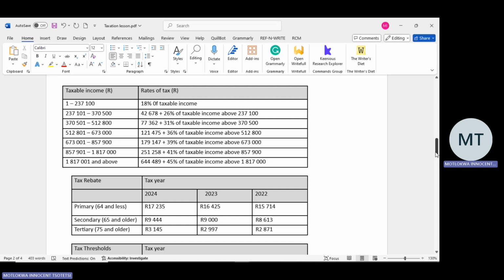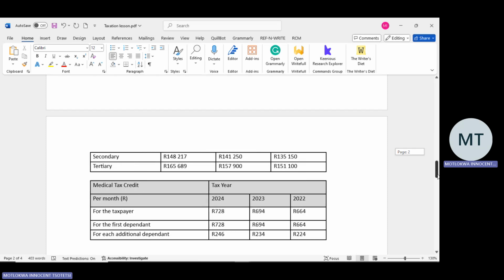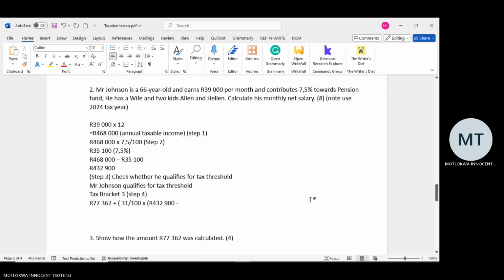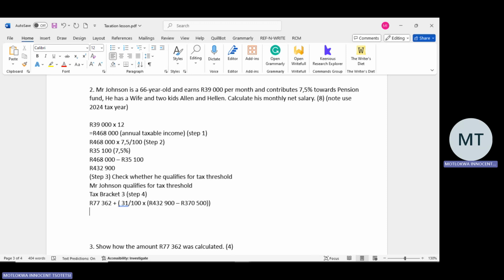Then we have used the amount, but we have to deduct it with a certain amount. We are going to deduct it with the taxable income above 370,500. So we deduct it with 370,500. Then we close our bracket. Then we are going to apply the BODMAS rule. We should firstly remove what's inside the brackets.